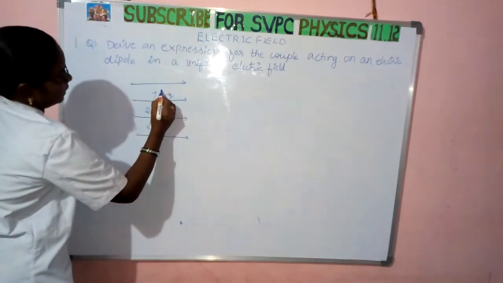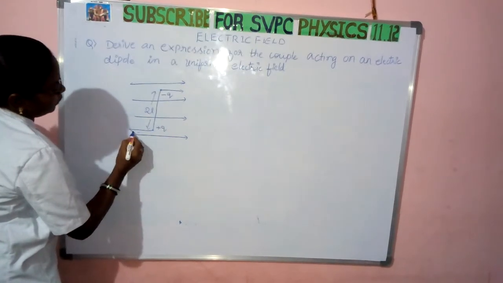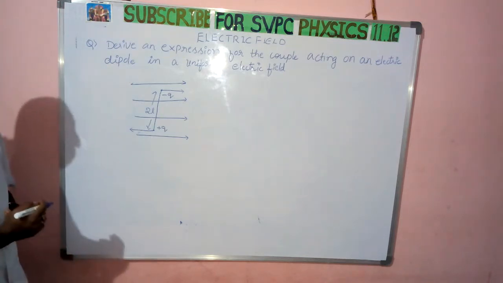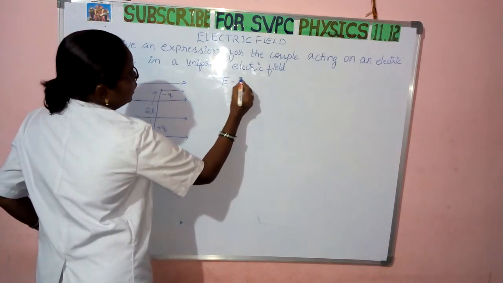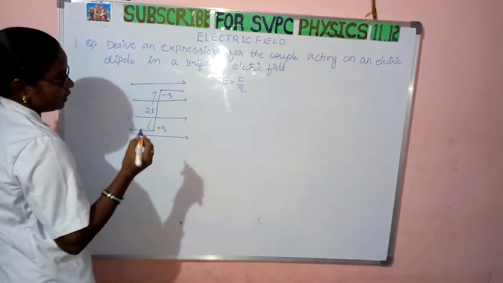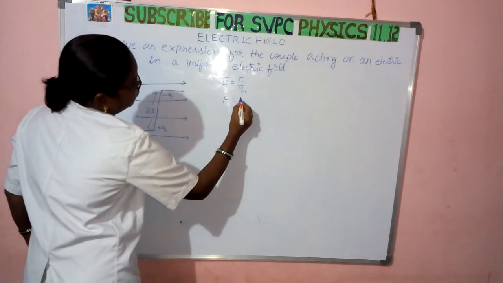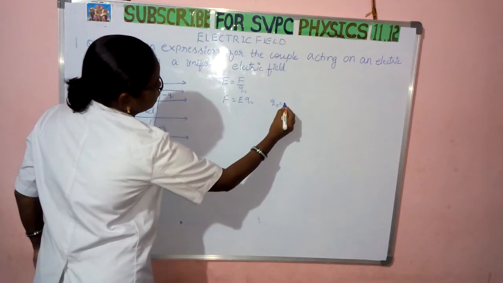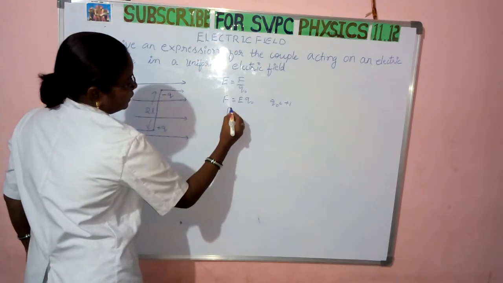Then the field acts in this direction, and this force acts in this direction, and this force acts in this direction. Then what about the force? We know that electric field E is equal to F divided by Q naught. Here the Q naught value is plus 1, but the Q value is plus Q. So F is equal to E into Q naught, where Q naught is the test charge, that is plus 1 coulomb.